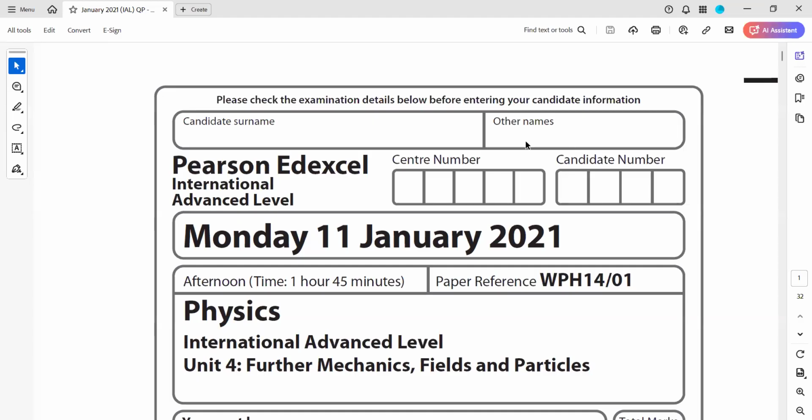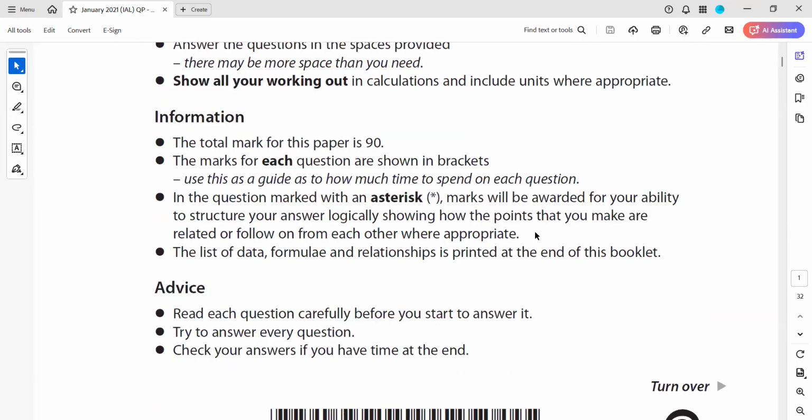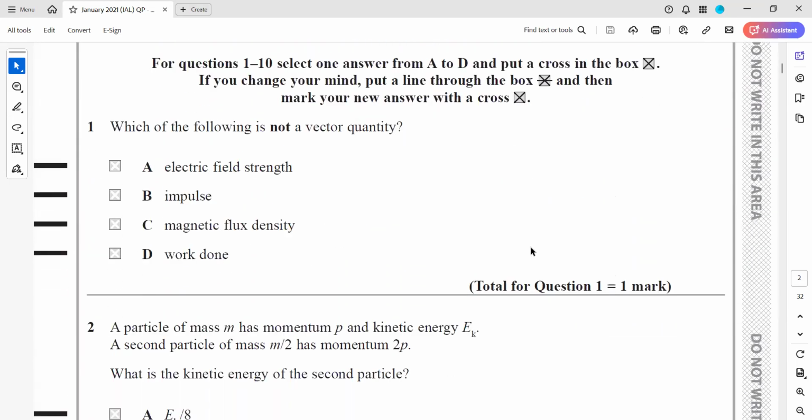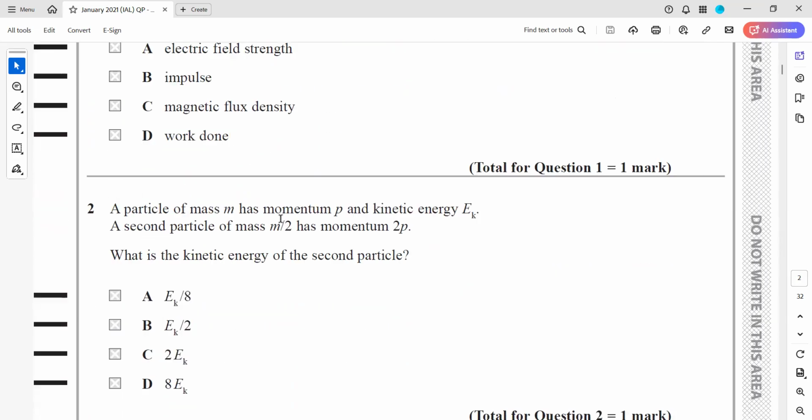This one is January 2021, Unit 4. Which of the following is not a vector quantity? Electric field strength, yes, it is a vector quantity. Impulse is a vector quantity. Magnetic flux is a vector, but work done is a scalar quantity because it does not depend on the direction.